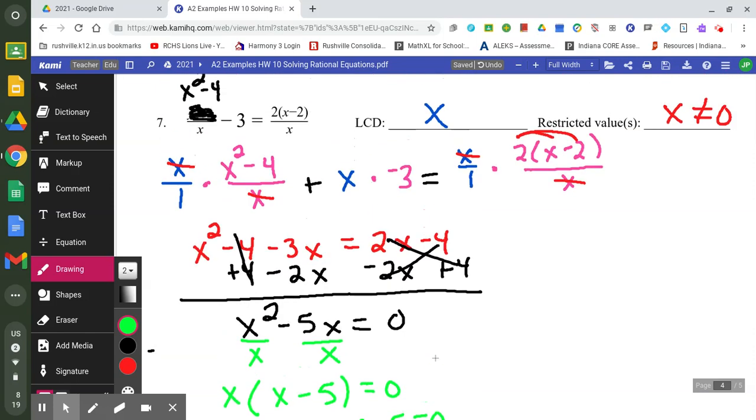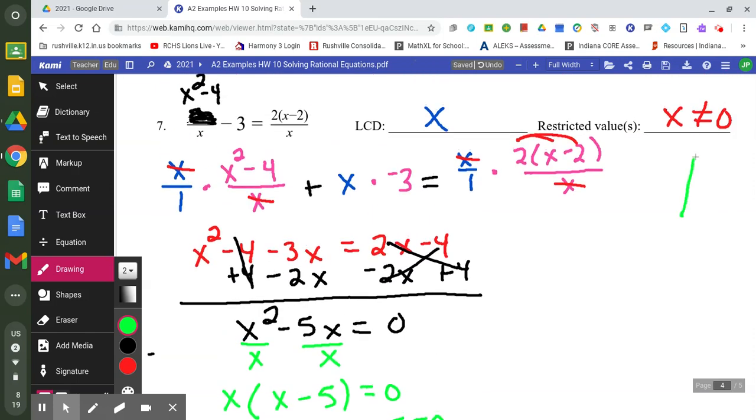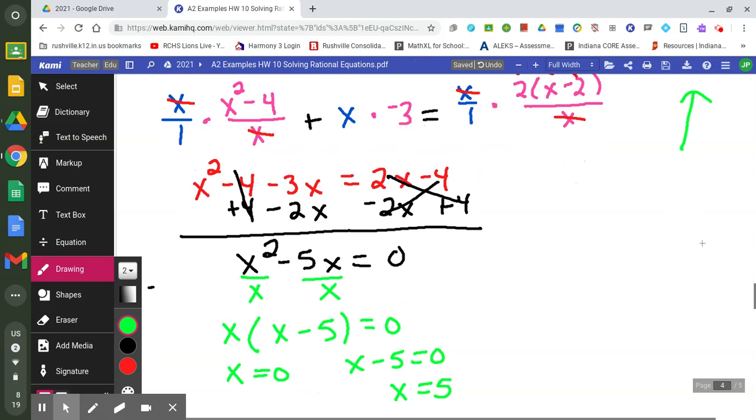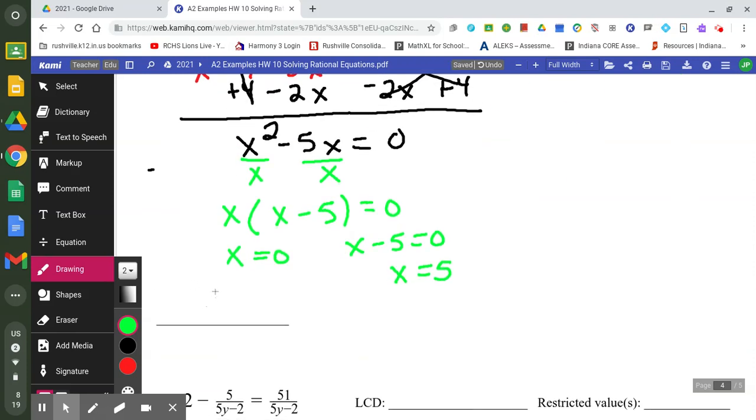And if we go back up, remember that 0 was one of our restricted values. So that means that our only answer is 5. 0 is not a valid answer.